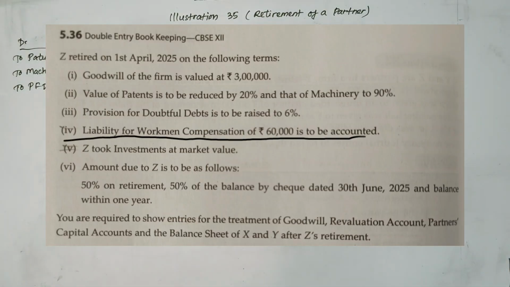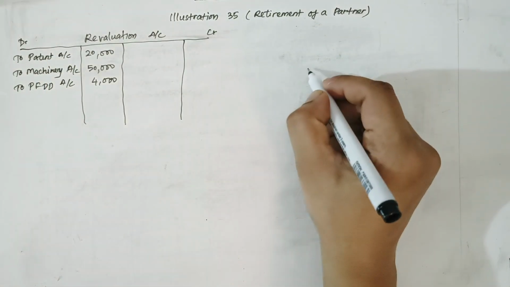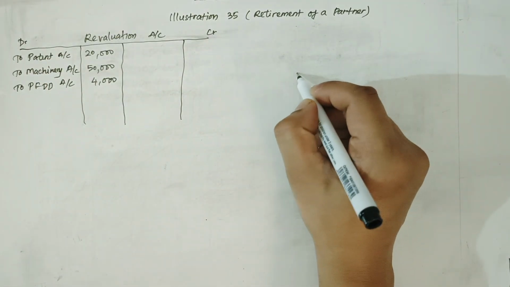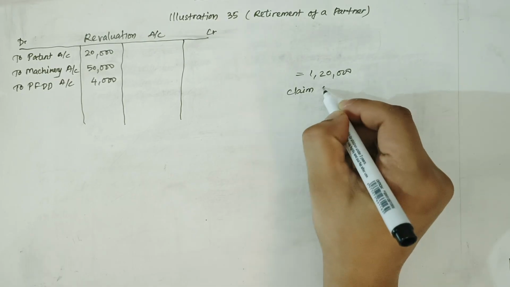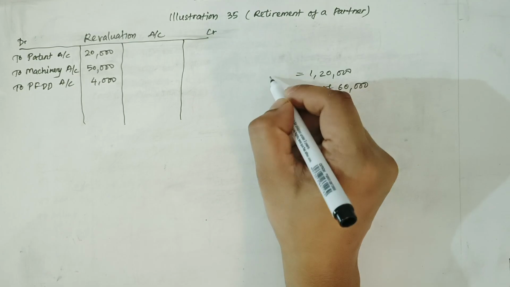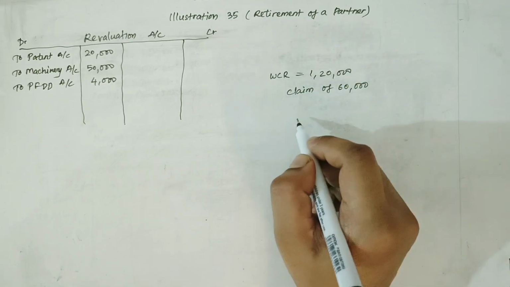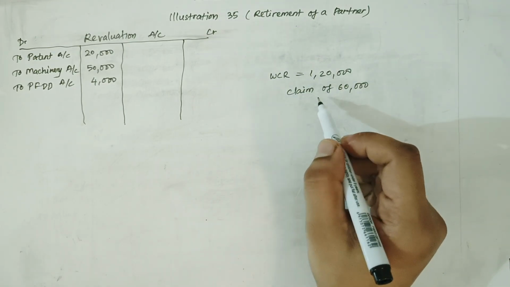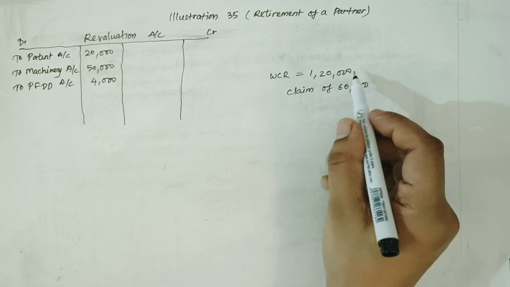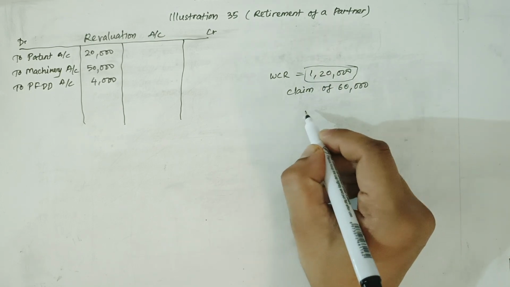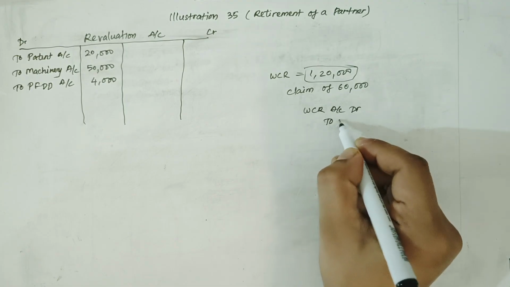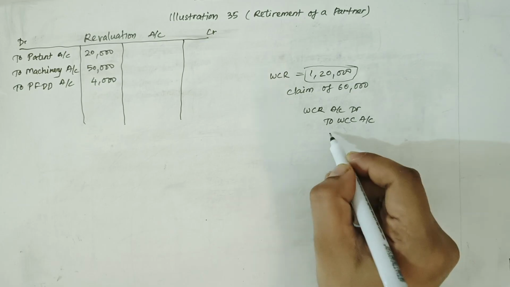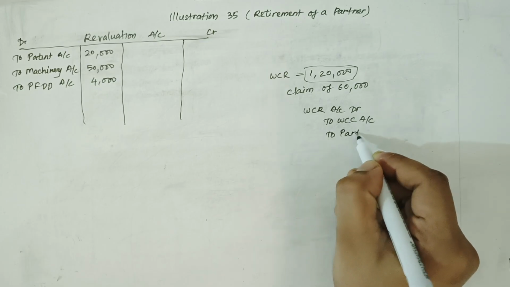liability for workman's compensation of 60,000 is to be accounted. So there is a claim of 60,000. Workman's compensation reserve is in the balance sheet, you can see 1,20,000, and there is a claim of 60,000. So the journal entries, the claim is less than the reserve. So the journal entry will be workman's compensation reserve account debit to workman's compensation claim account, and the remaining will be distributed to partners capital account.